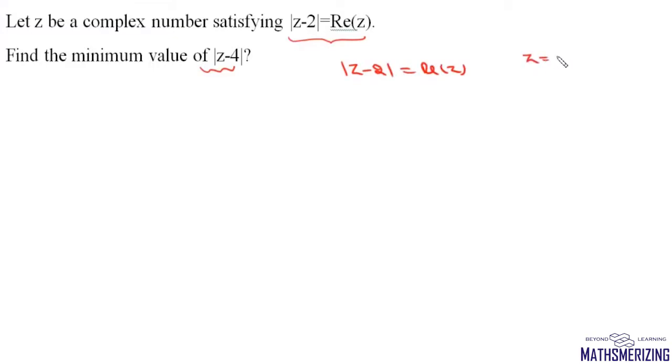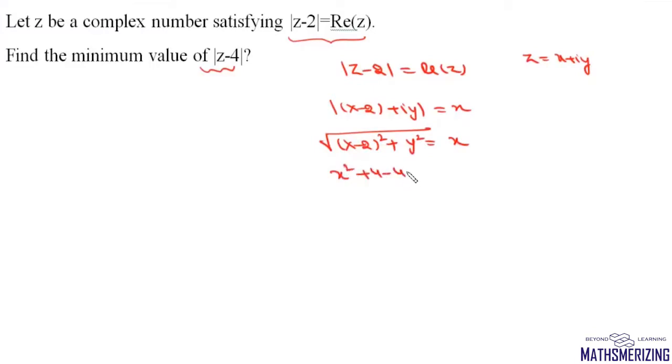So we'll take z as x plus iota y. Now we can write this as mod of x minus 2 plus iota y, and real part of z is simply x. So it will be under root of (x minus 2) square plus y square equals x. So we can write x square plus 4 minus 4x plus y square equals x square. So we write this equation as y square equals 4 times (x minus 1). So basically z lies on this parabola whose focus is at (1, 0). So we'll draw this parabola.